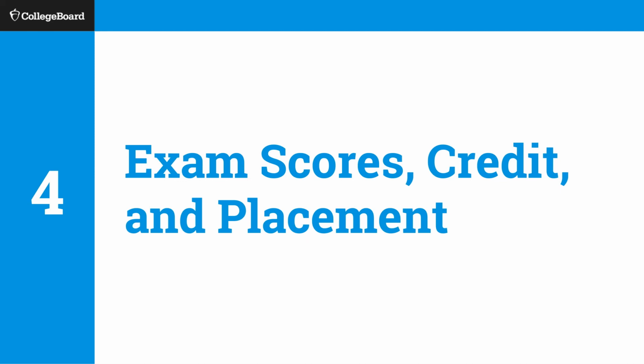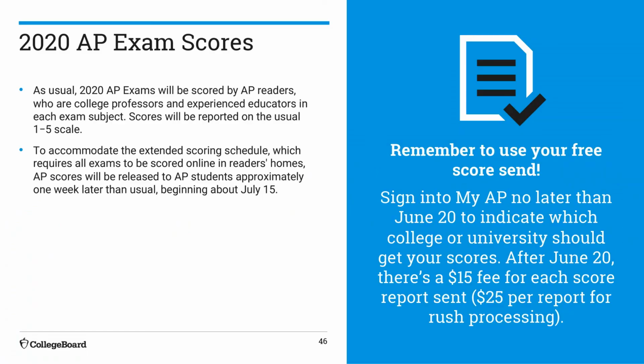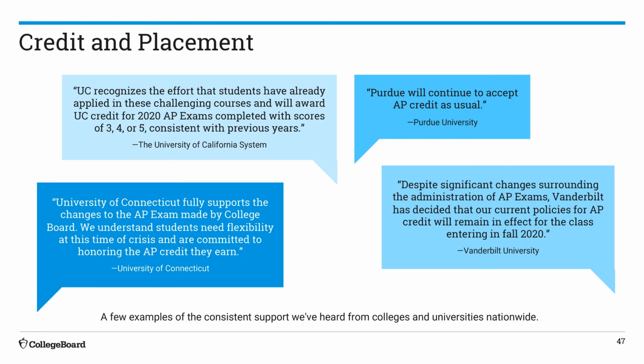Next, exam scores, credit, and placement. I'm not going to spend too much time on this. Exam scores will be graded just like usual. Scores will be on a 1 to 5 scale. Scores will come out a little later this year, July 15th, about a week later than they usually do. Basically, these are testimonies from different universities saying they're still going to accept the credit for the abbreviated test. Here's the big one, UC: they're still going to accept it just like before.